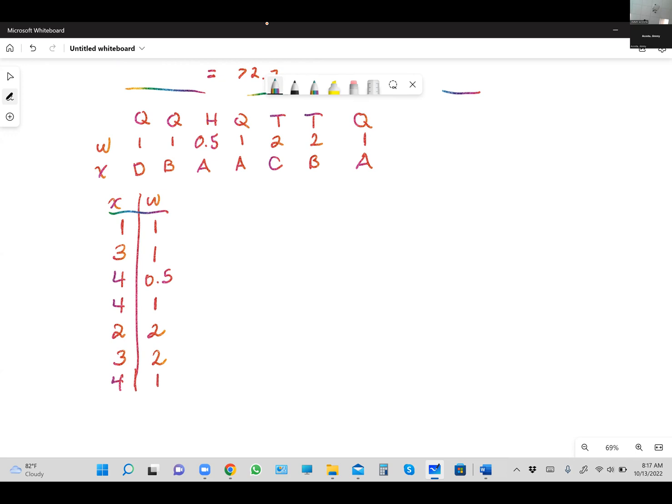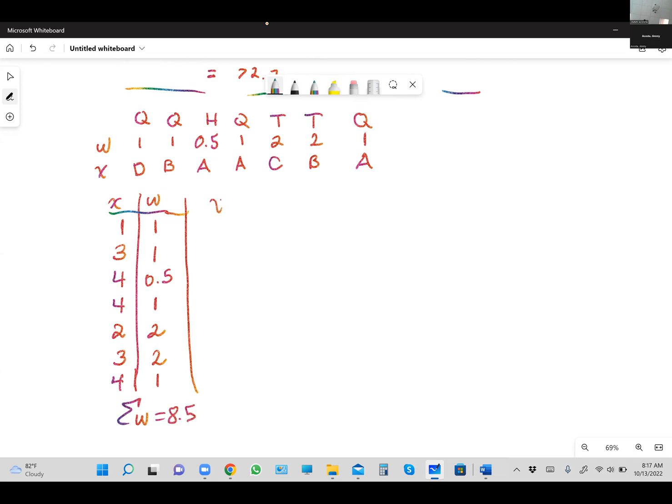Something instructive to do right now is you get the sum of your weights. 1 plus 1 is 2. 2 plus 0.5 is 2.5, 3.5, 5.5, 7.5. The total of the weights is 8.5.